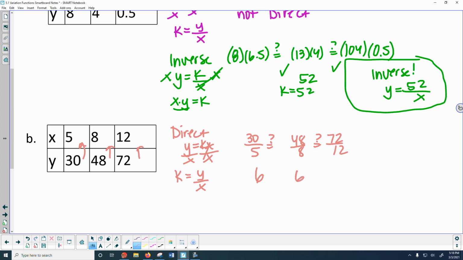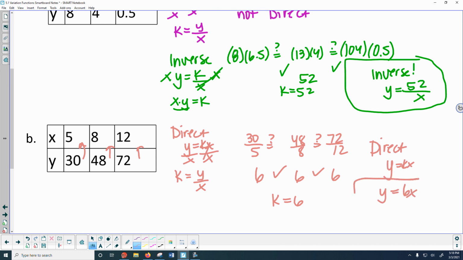48 over 8 is 6, 72 over 12 is 6. So those all do match. So my k value is 6. Don't have to check inverse because this one works. So this is direct, and what's my formula? Remember, we started off with y equals kx, so my equation is y equals 6x.